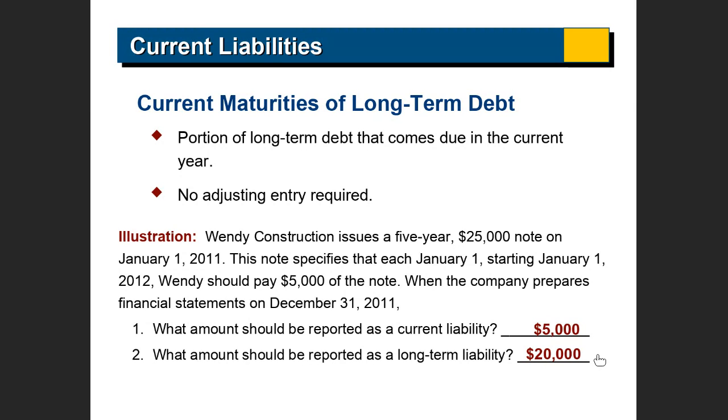Not the first payment, whatever is payable in the first year. Because you may be making monthly payments, right? But whatever you have to pay within 12 months, it should be reported as current liability. And whatever you're going to pay after the first year is going to be in long-term liability.